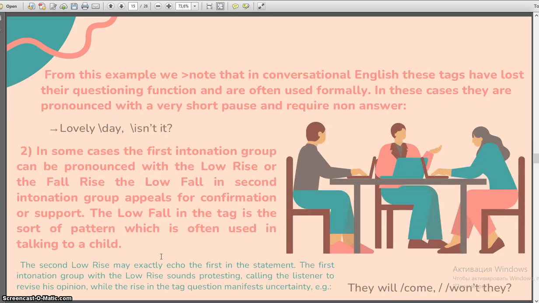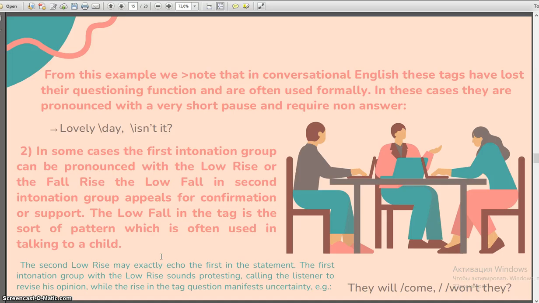Next one. From this example, we note that it concerns conversational English. These tags have lost their questioning function and are often used formally. In these cases, they are pronounced with a very short pause and require no answer. Lovely day, isn't it?